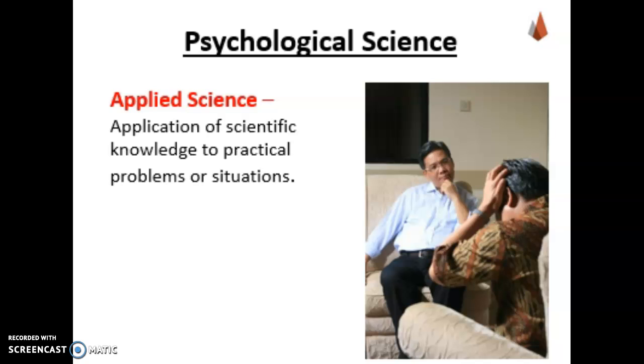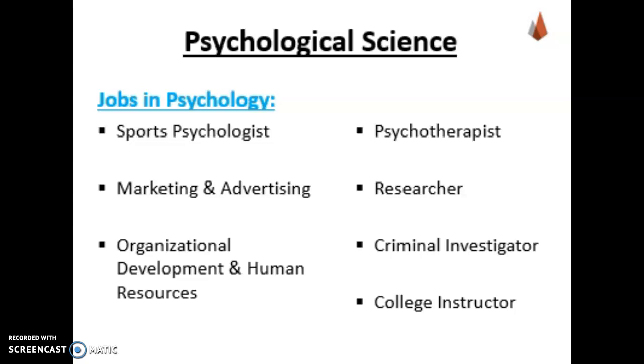Psychological science, applied science, is the application of scientific knowledge to practical problems or solutions. We would be interested in knowing things like which therapies are most effective, which therapies are harmful, how to better motivate people, how to increase productivity, how to identify and confront prejudices within ourselves, even practical things like how to make courtroom decisions more valid. Jobs in psychology, some you may not even think of: a sports psychologist. How do we motivate the people out on the field? Marketing and advertising: how do we make people buy what we want them to buy? Organizational development and human resources: how do we make this company more productive and also have happy employees? Psychotherapist, a researcher, a criminal investigator, or a college instructor.